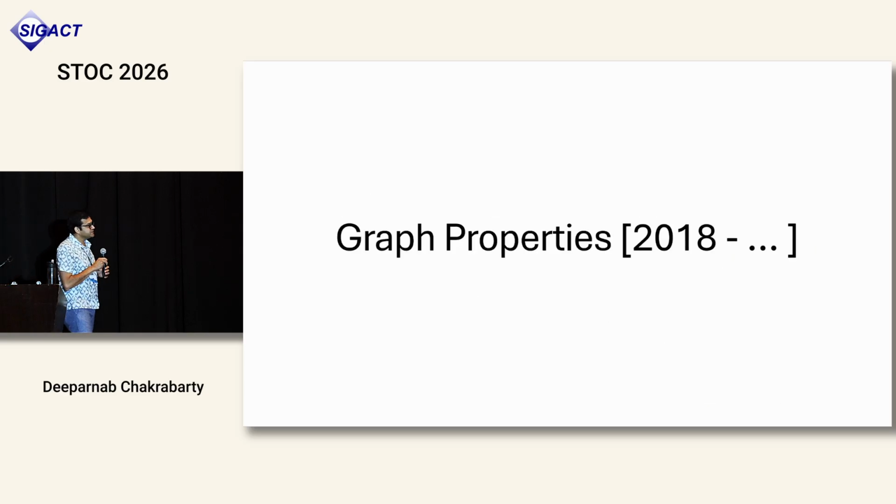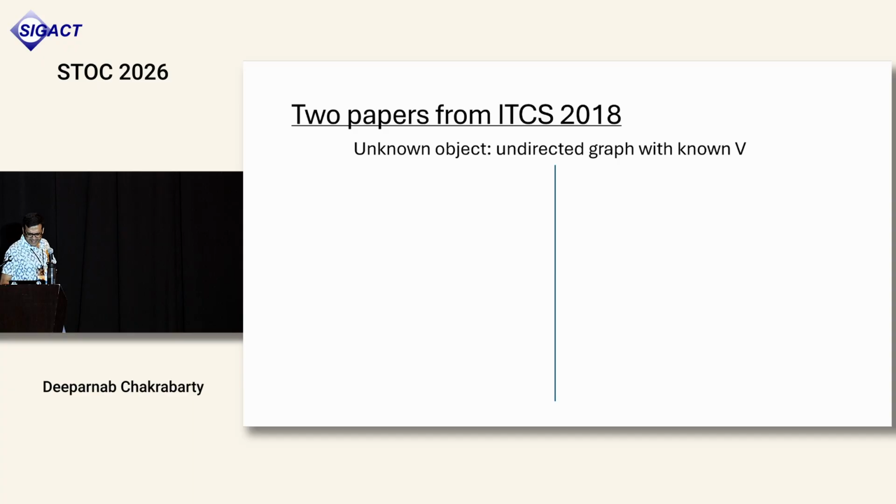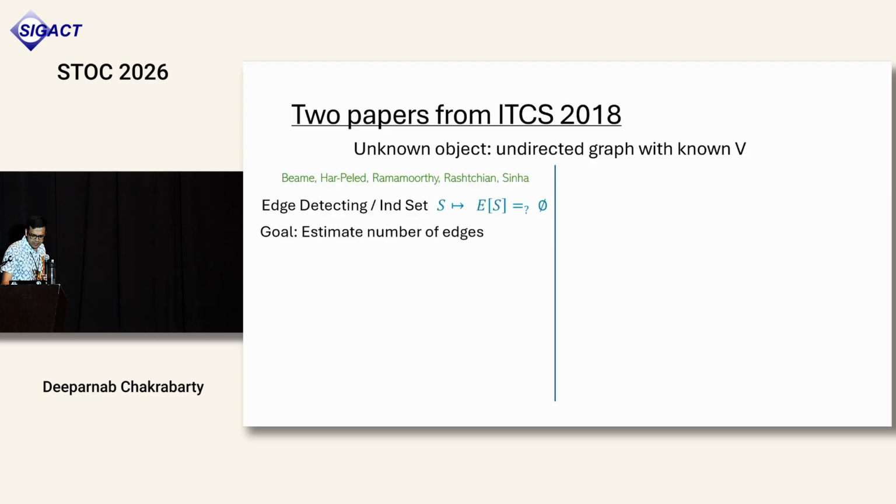Okay, so let me end with the things that have been recently happening, where you don't want to reconstruct the graphs or the hypergraphs, but only want to discern some properties using these algorithms. So in ITCS 2018, there were two papers which coincidentally came out studying these things. One was a paper by Beame et al., where they looked at the model of independent set queries. I query a subset, and I want to know if the set is independent or not. And their goal was to estimate properties, like estimating the number of edges.